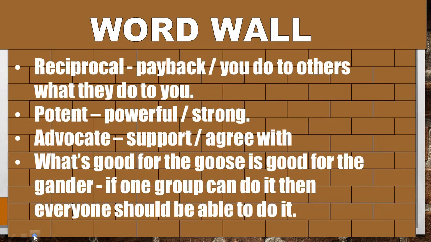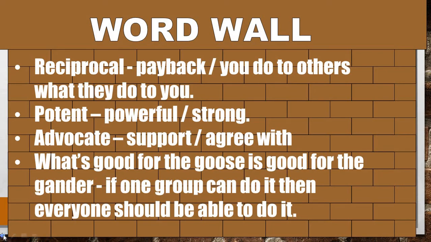He also uses this expression again to try and explain his views that what white people do to black people should be able to do to white people. So what's good for the goose is good for the gander. I think the gander is a male goose, I believe. So it's saying, if it's okay for white people to behave like that, why shouldn't black people? It's sort of this strange sounding expression that basically means if one group can do it, then everyone should be able to do it.